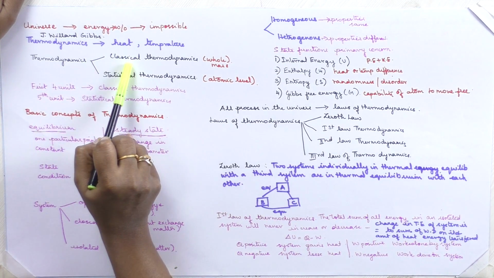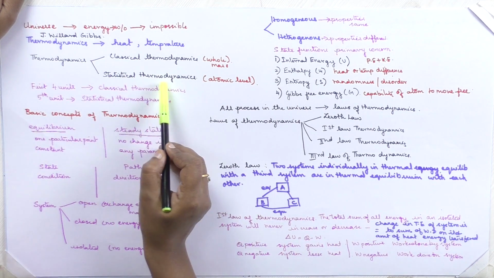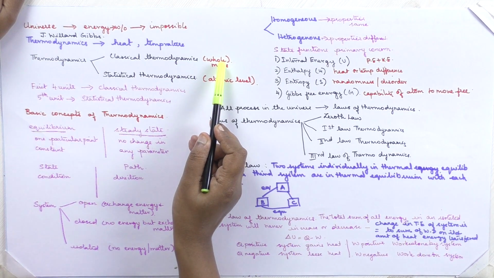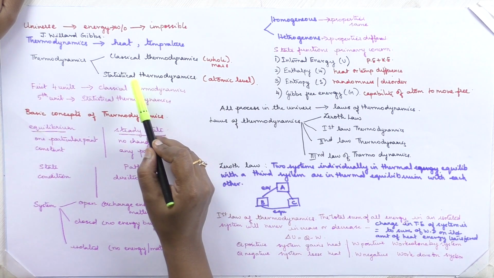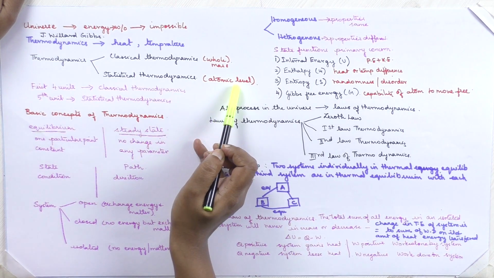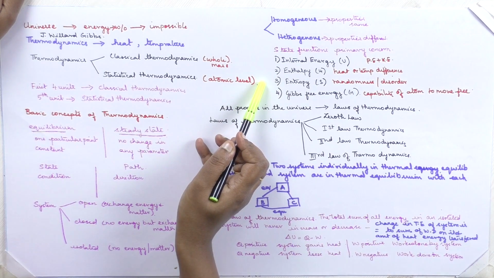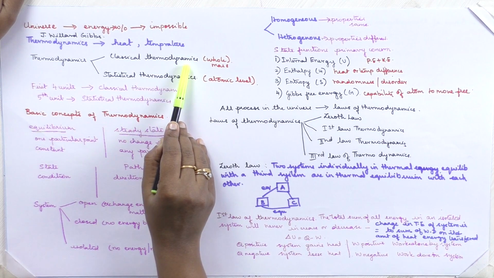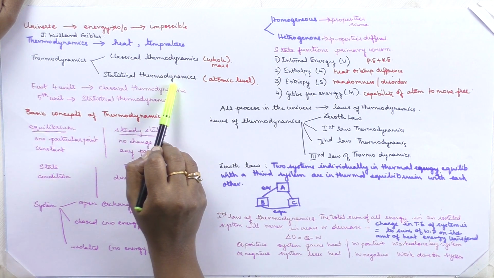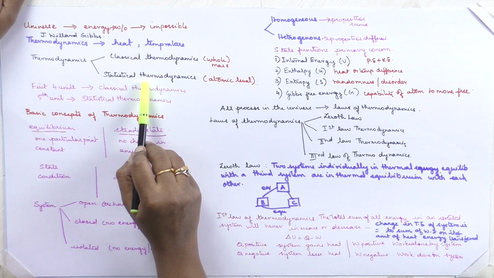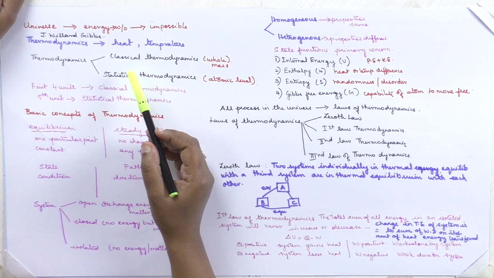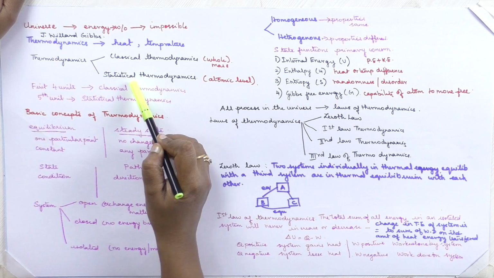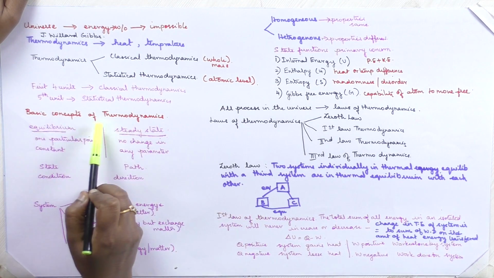One is classical thermodynamics, the other one is statistical thermodynamics. In classical thermodynamics, we deal with the whole mass level, and in statistical thermodynamics, we deal with the system at the atomic level. For the first 4 units, we will be dealing with classical thermodynamics, and the 5th unit deals with statistical thermodynamics. Hope, students, you now understand the basic difference between classical thermodynamics and statistical thermodynamics.